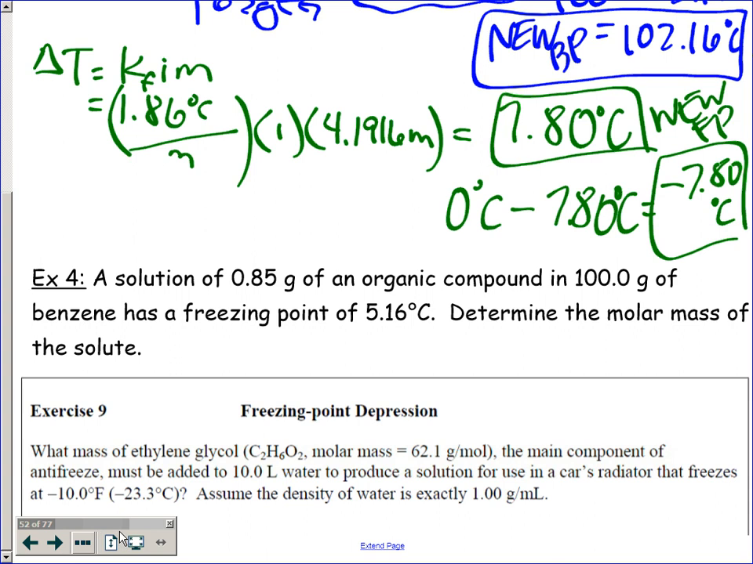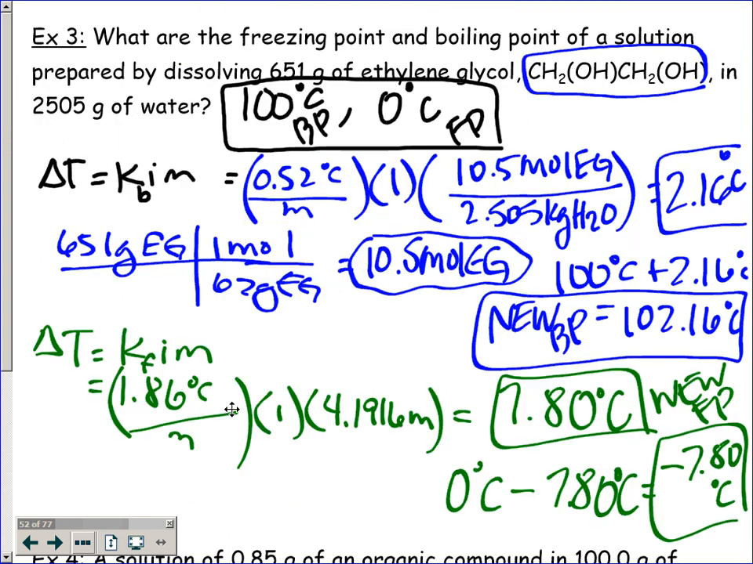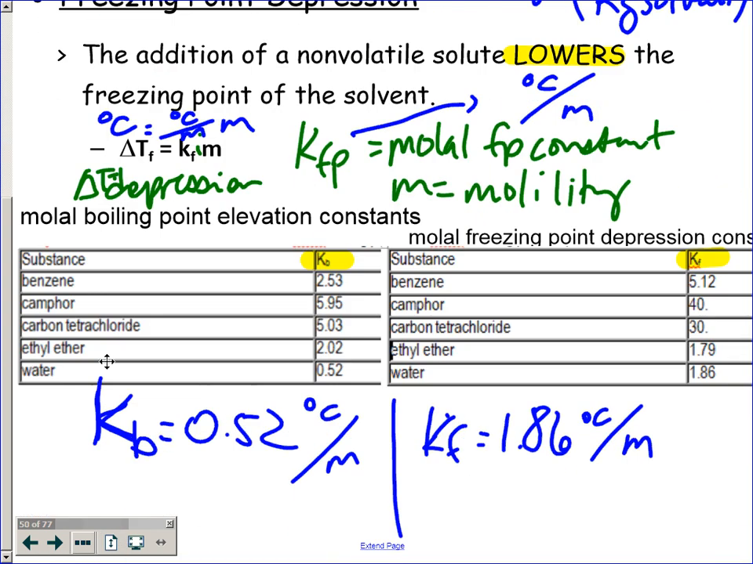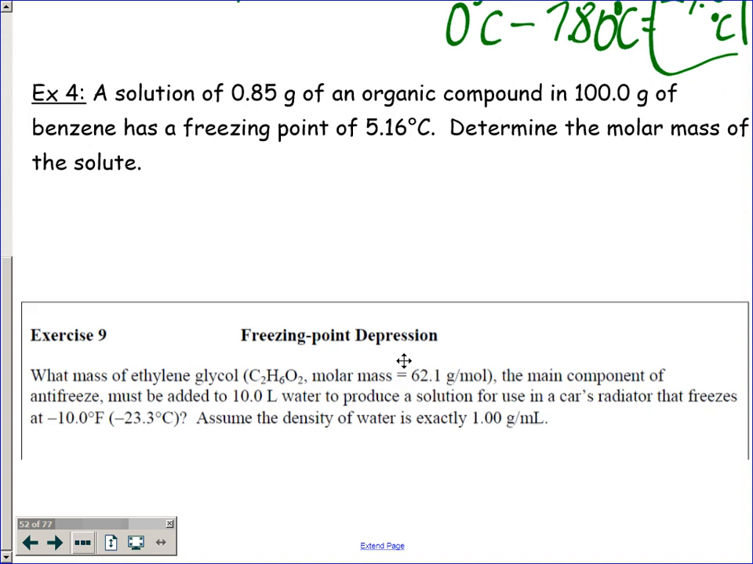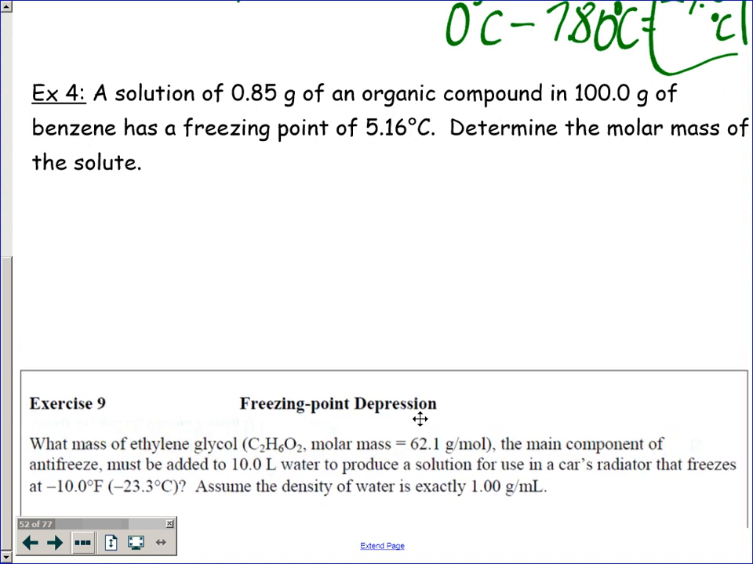For benzene, 5.1. Hold on. Benzene is KF 5.12. I'll write that up here. So I will make a note. He asked me for the benzene one because we have to have the KF for the solvent. In this question, the organic compound is a solute. Who's the solvent? Benzene, right? Not water. So that's why you need a different K value, because it's regarding a new solvent.